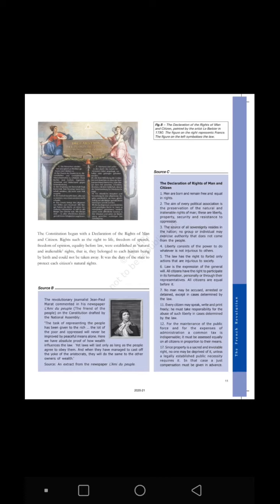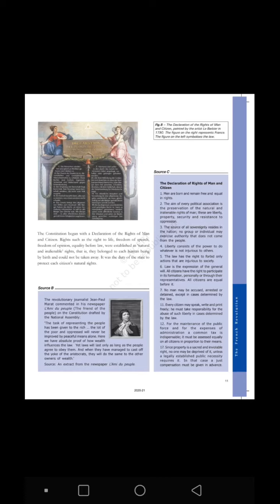3. The source of all sovereignty resides in the nation. No group or individual may exercise authority that does not come from the people. 4. Liberty consists of the power to do whatever is not injurious to others. 5. The law has the right to forbid only actions that are injurious to society. 6. Law is the expression of the general will. All citizens have the right to participate in its formation, personally or through their representatives. All citizens are equal before it. 7. No man may be accused, arrested, or detained except in cases determined by the law.